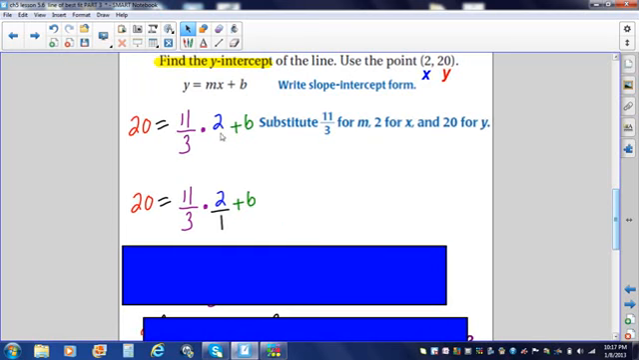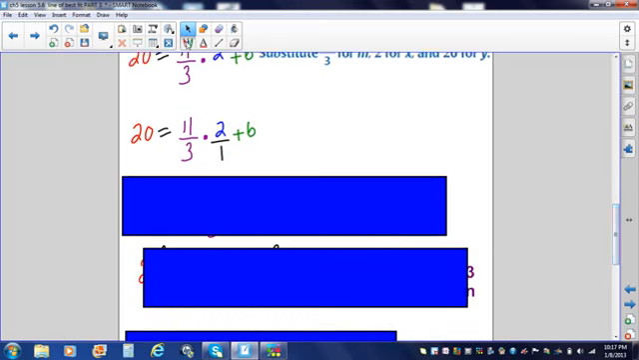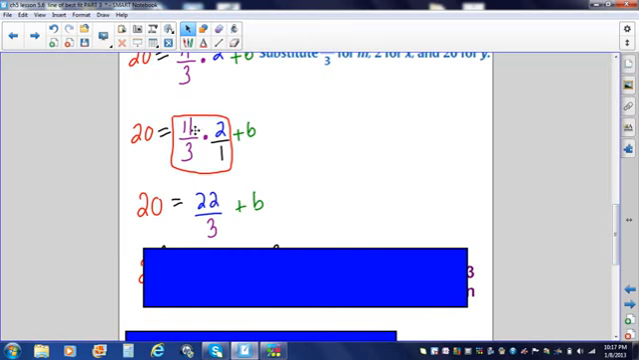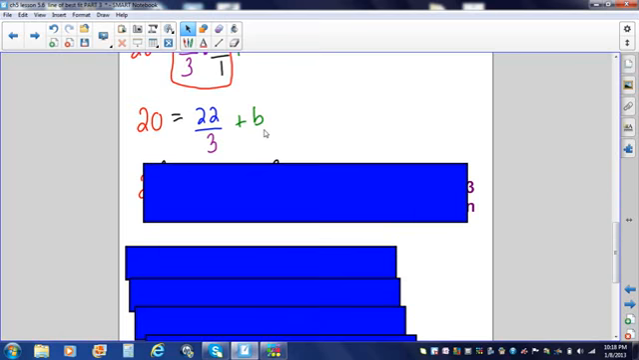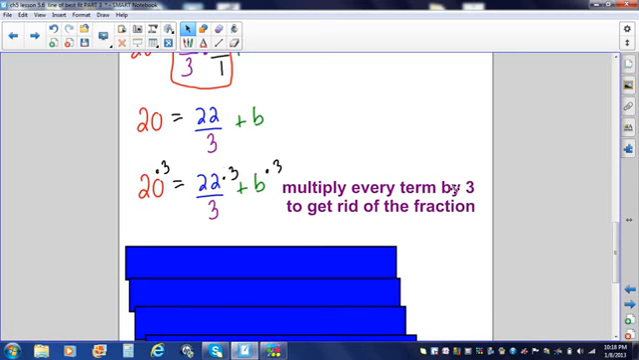The next thing I'm going to do is I'm going to make a denominator of 1 underneath the 2. Now, I'm going to do top times top, bottom times bottom. Multiplying fractions ain't a problem. 11 times 2 gives me 22. 3 times 1 gives me 3. Now I'm going to solve for b, but before I do that, this is a mess because I have to deal with the fraction. So, easiest way for me to get rid of the fraction is to multiply every term by 3. So since my denominator is 3, I'm going to multiply every term by 3.